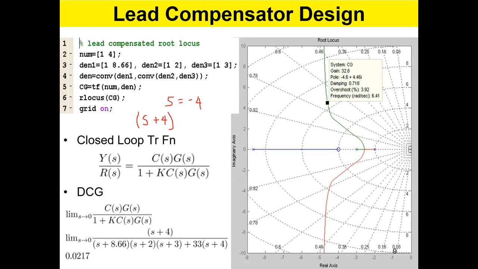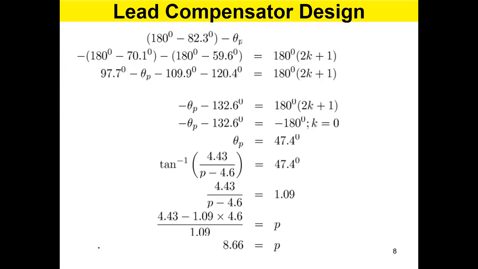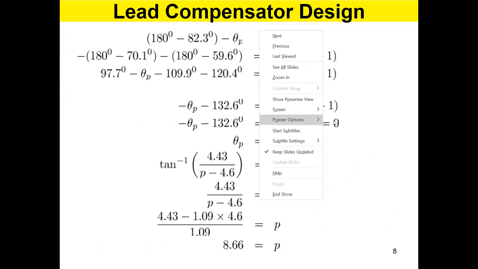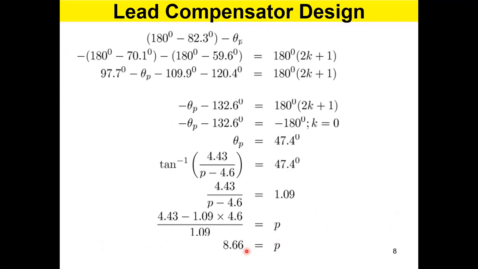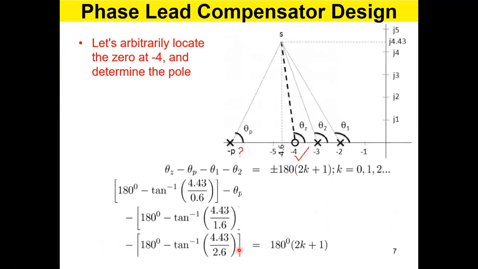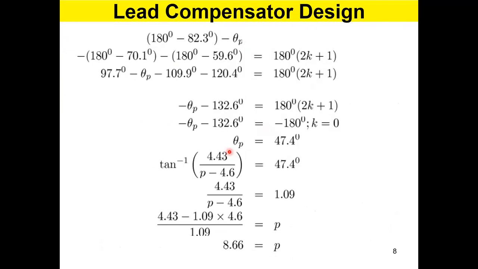And the denominator has 3 poles, right? One is the pole from the compensator at minus 8.66, I think this one. The pole from the compensator, right? P equals 8.66, but it is minus P over here. Okay, right.